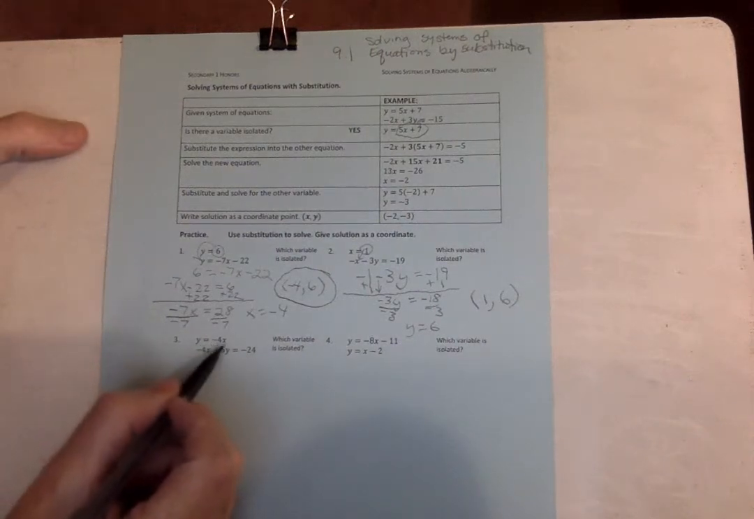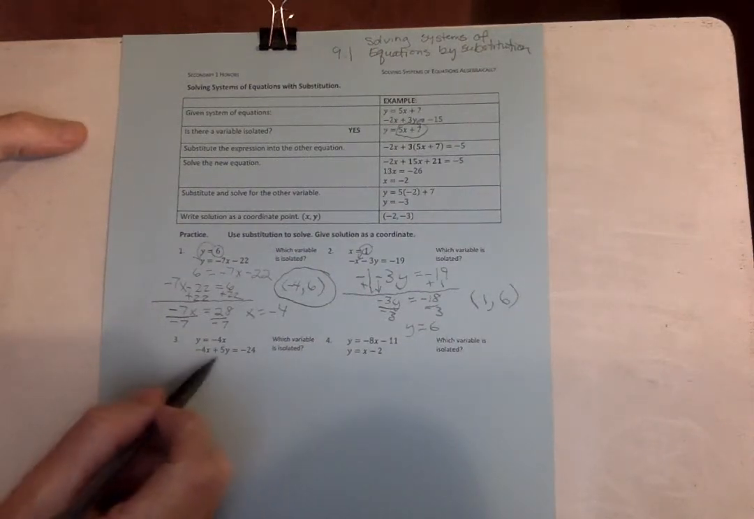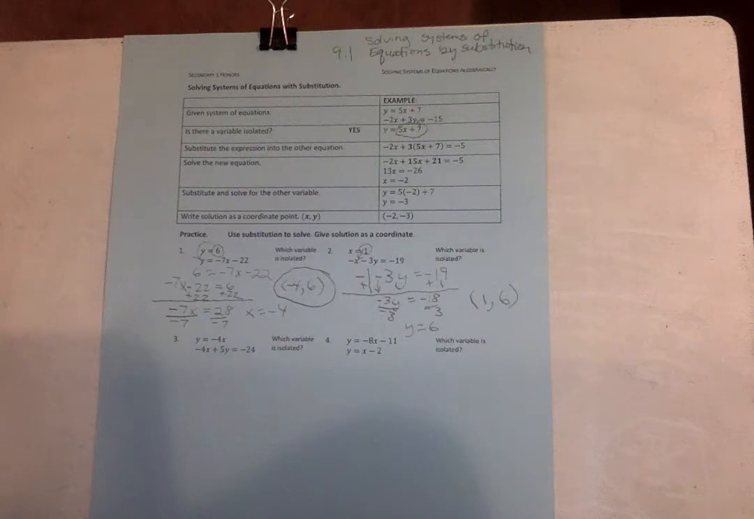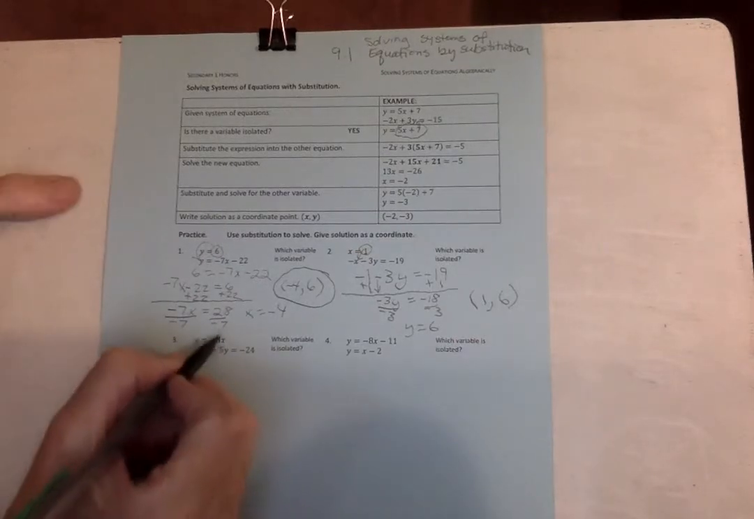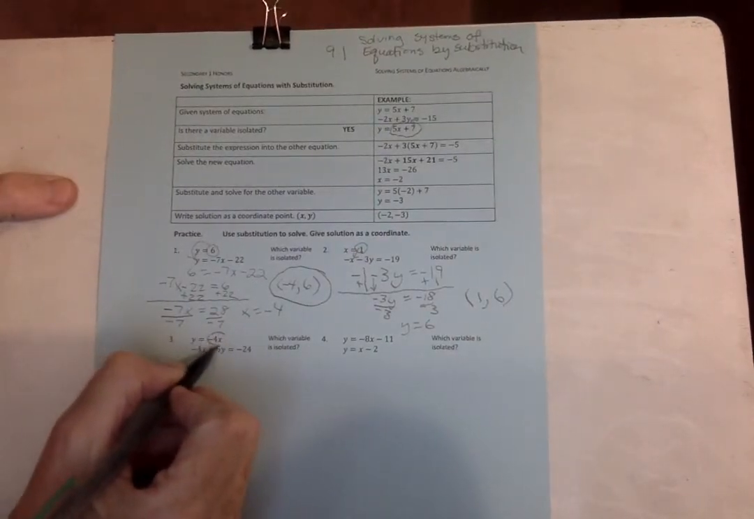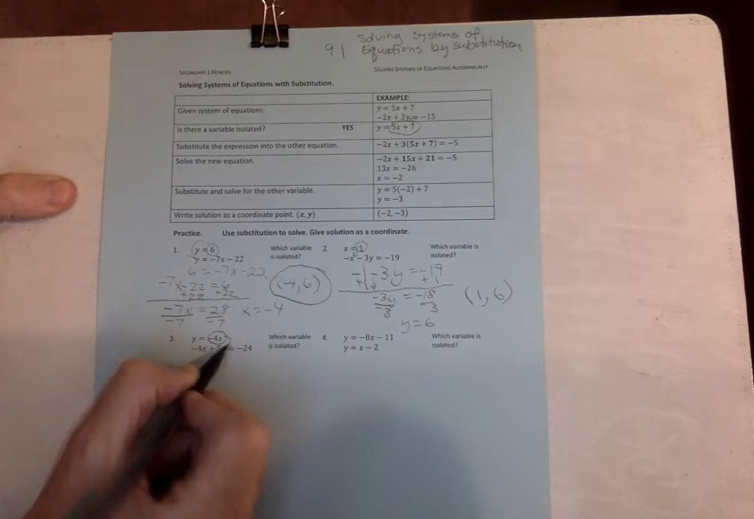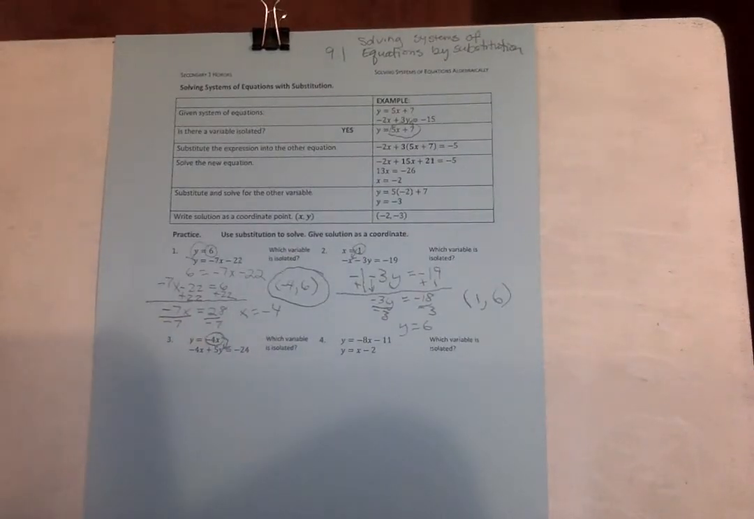We have y equals negative 4x, and then we have negative 4x plus 5y equals negative 24. Now, which one is solved? We have a y equals, so that's already solved for y. So we're going to put the negative 4x into the second equation for that y. So again, when you're substituting something back in, you get rid of a variable.